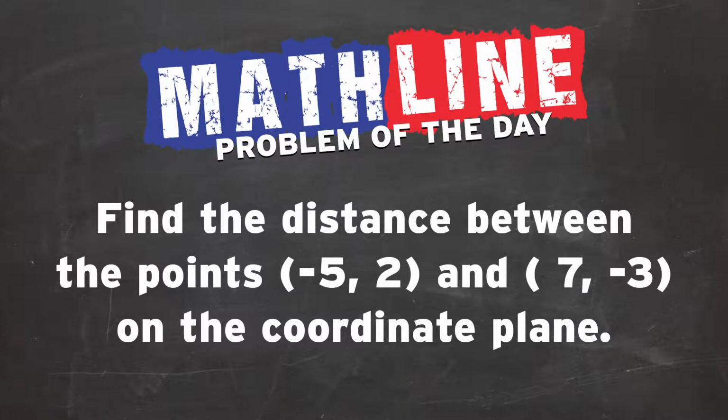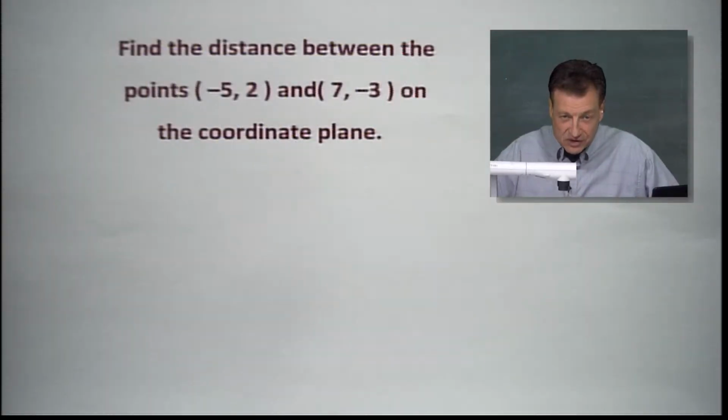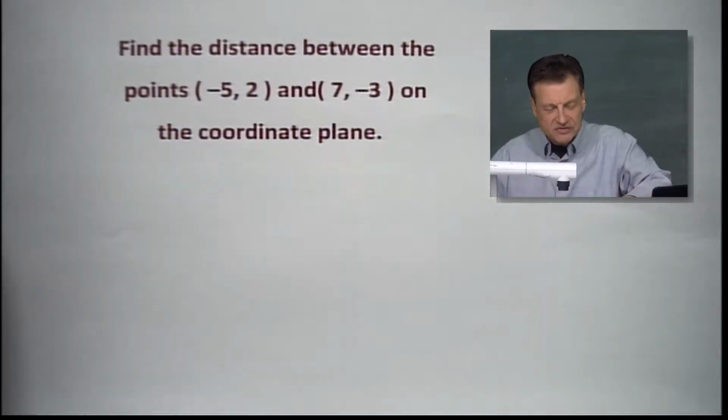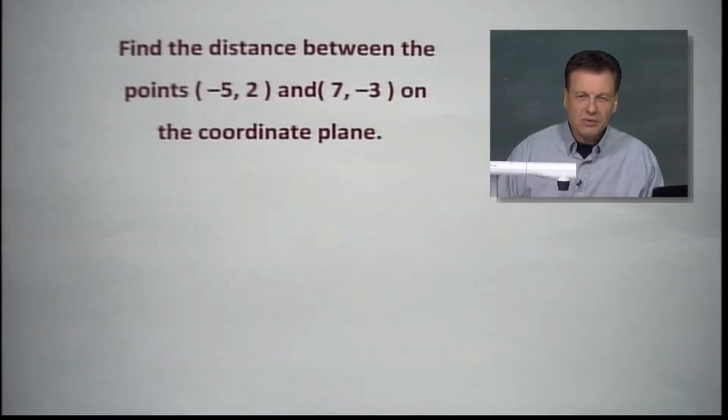Find the distance between the points. We've got (-5, 2), that's a coordinate by the way, and (7, -3) on the coordinate plane. So once again, we're looking for the distance between these two points. That's (-5, 2), which is one coordinate, and (7, -3), which is our second coordinate. And on the coordinate plane, this kind of tells us it's a graph situation, perhaps. So let's talk about this a second before we go to a coordinate plane.